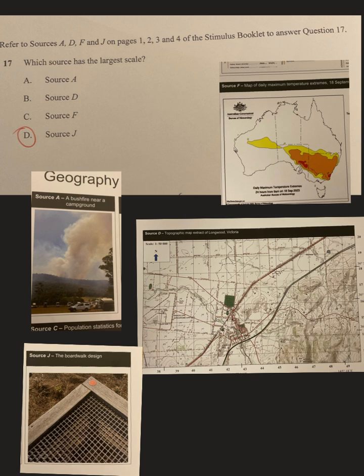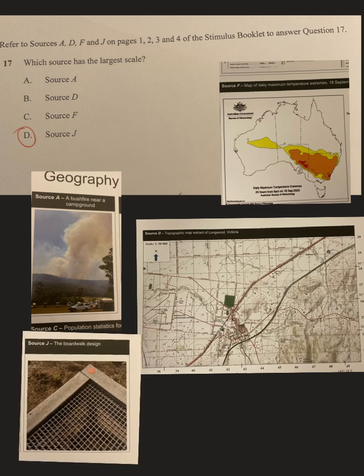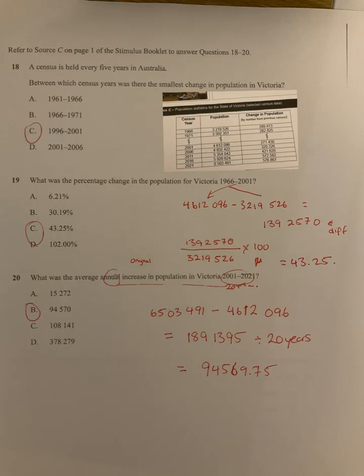All right, so which source has the largest scale? Remember, the largest scale, the largest amount of detail. There is so much detail in this one here in source J. You can see the bits of dirt between the boardwalk squares. So that's why it is J. All right, these three questions were done terribly, so we definitely need to do some more of these.